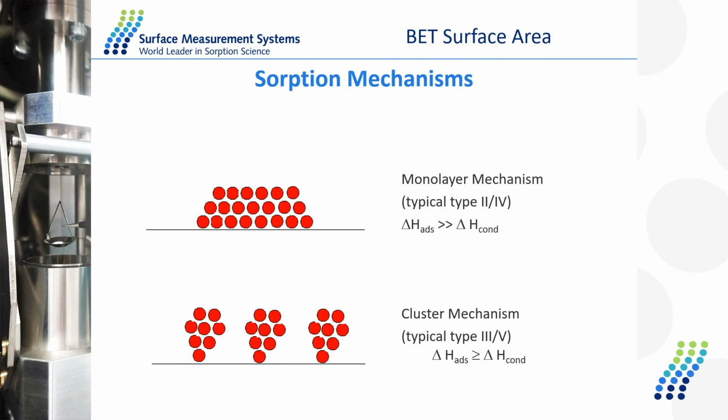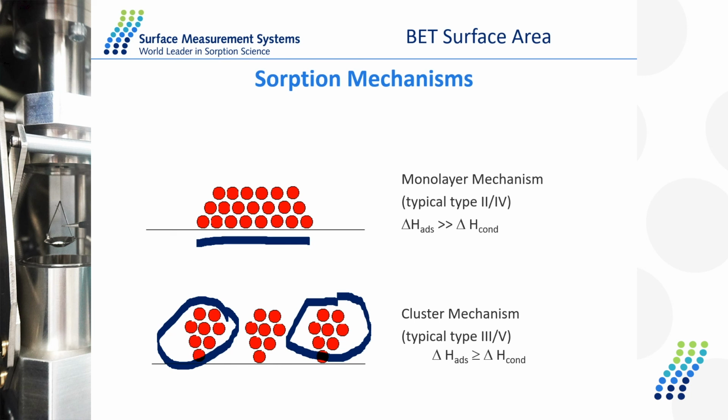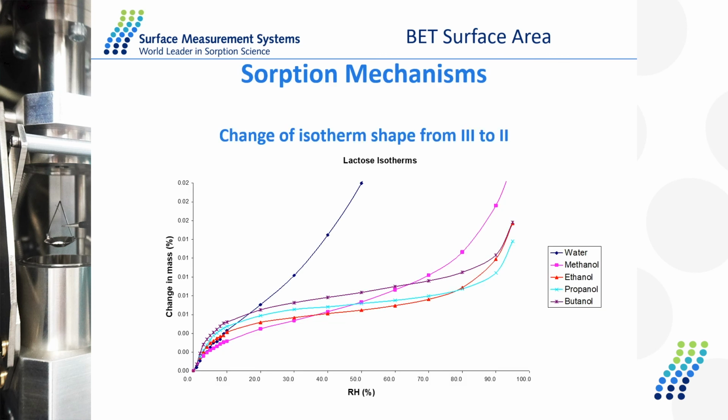So if I think about water on the surface of a pharmaceutical drug, usually water does not spread uniformly like this. It forms droplets like this. This is because the delta H of adsorption is much lower than the delta H of condensation. However, if I have a solvent that really interacts very well with the surface of the sample, it spreads as a monolayer, so it will give me a linear plot, and I can do the BET calculation. The easy example that I can show you here is, for example, lactose and this isotherm plot.